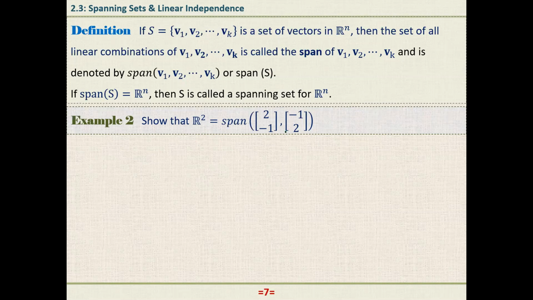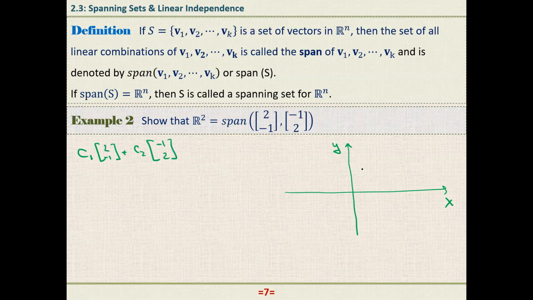What does it mean? When we say R2, we mean two-dimensional space. That's our coordinate system, here we have y, here we have x. Show that R2 is equal to the span of these two vectors. That means all the linear combinations of these two vectors, which are c1 times (2, -1) plus c2 times (-1, 2).